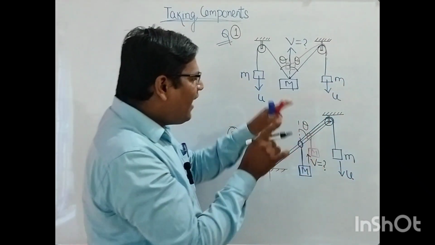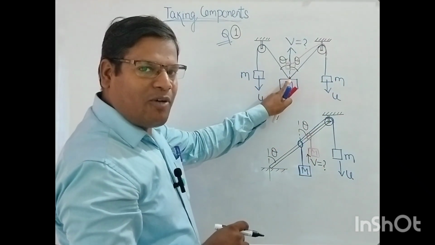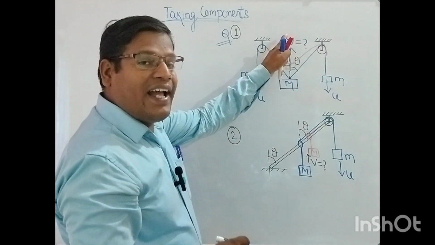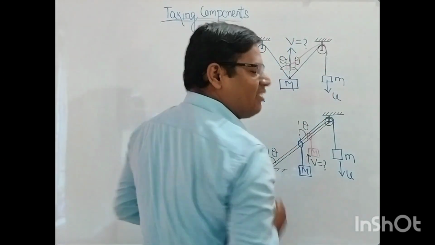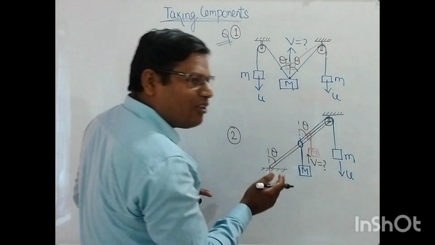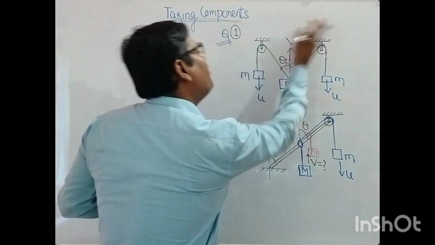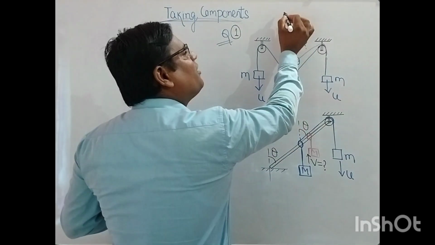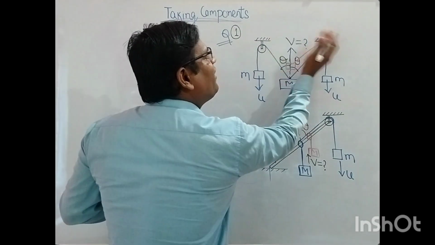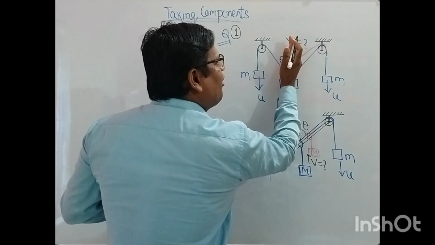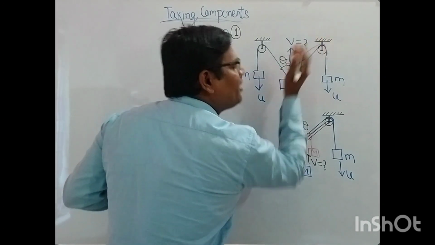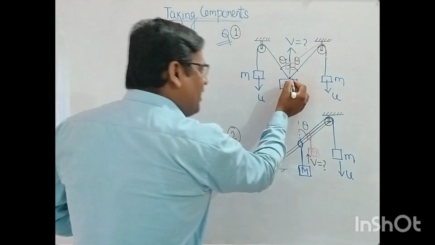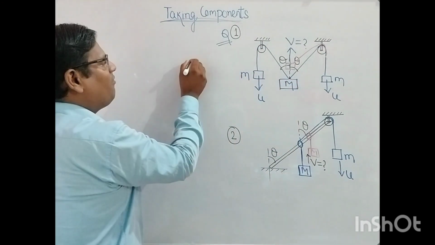So here you see the actual direction of motion of the body is vertical upward, and it has an effect in this direction, isn't it? Therefore here we have to take the component of v, right? So if it is moving up with velocity v, then how much effect it has in this direction? You take the component of v in this direction, it is v cos theta, right? Therefore here we have to take the component of v.